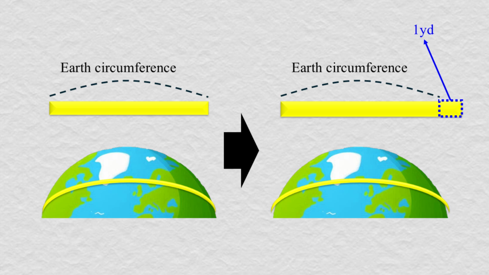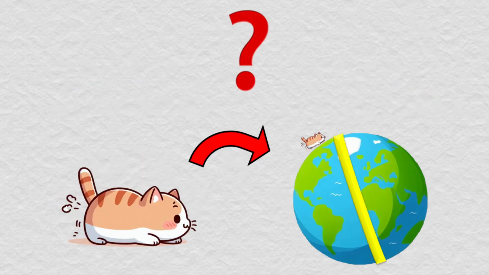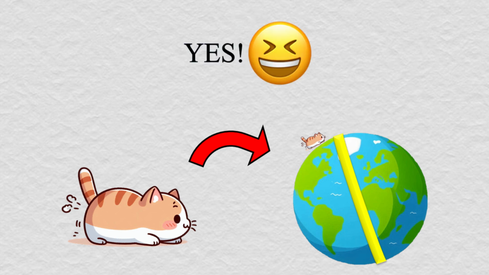And let's wrap that rope around the Earth again, parallel to its circumference. You can imagine that the rope is longer than the circumference of the Earth, and that the rope is floating above the surface. Now here's the question, can the cat get through this gap under the rope? The answer is, yes, the cat can pass through below the rope.